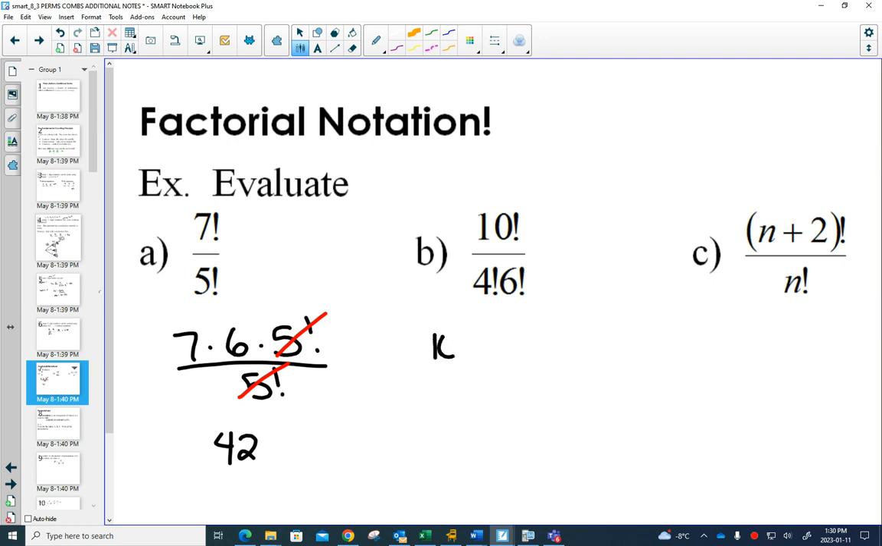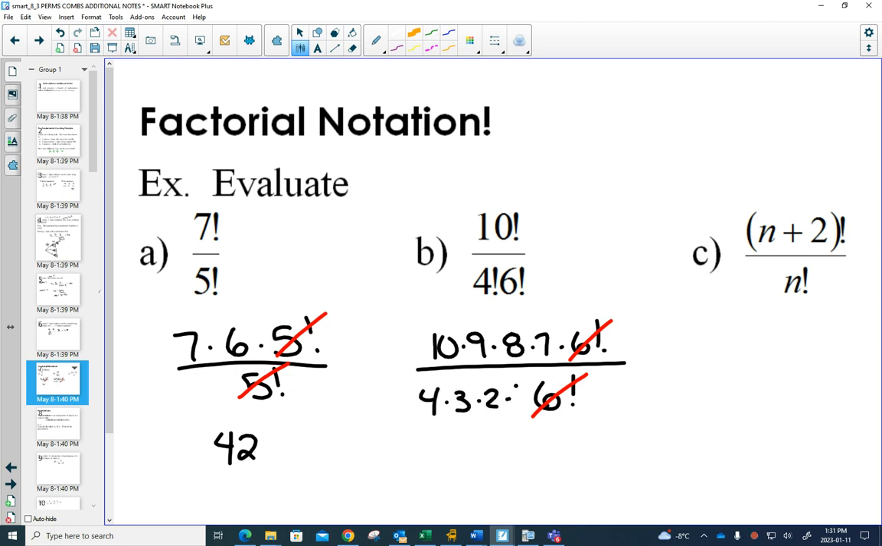The next one, start expanding to 10. You'd have to go 10, 9, 8, 7. I would get to 6. I would cancel out with the 6 factorial on the bottom. Now the 4 factorial is technically 4 times 3 times 2 times 1. Can you see that the 8 would cancel out with the 4 times 2? Okay, and the 9 and the 3, if I keep color coding this, can you see that the 9 and the 3 could cancel out, leaving you with the 3 on top?